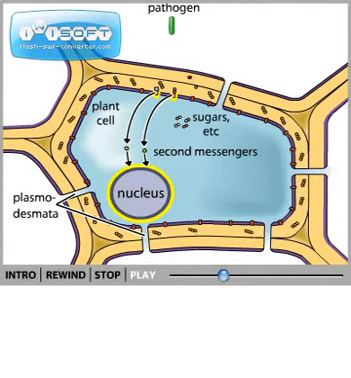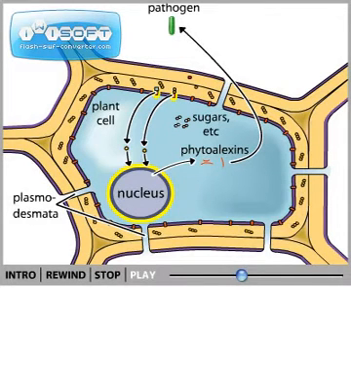Here, the cell responds by expressing certain genes. After certain genes are expressed, the plant begins to produce a class of molecules called phytoalexins. Phytoalexins are usually phenolics or terpenes, and a cell produces them within hours of the onset of infection. These molecules can kill a variety of invading pathogen species.